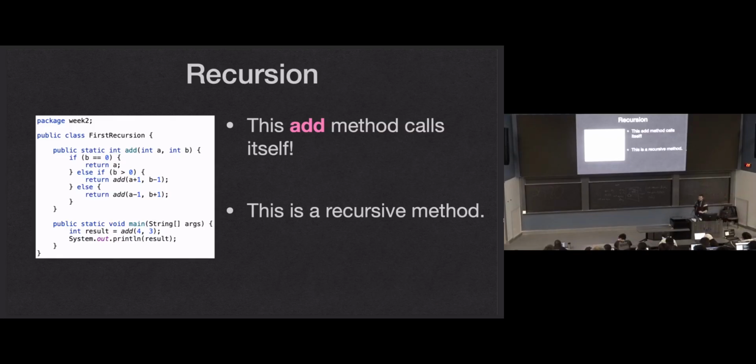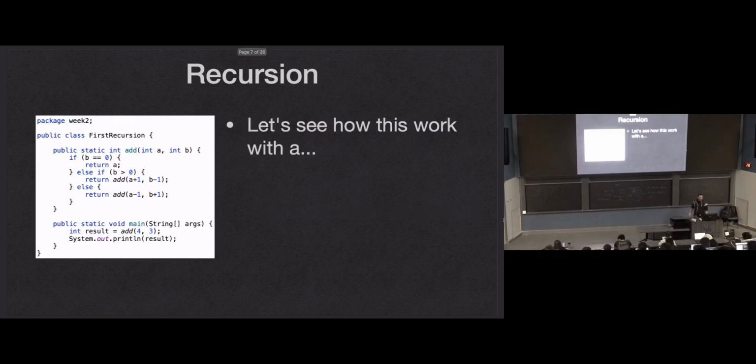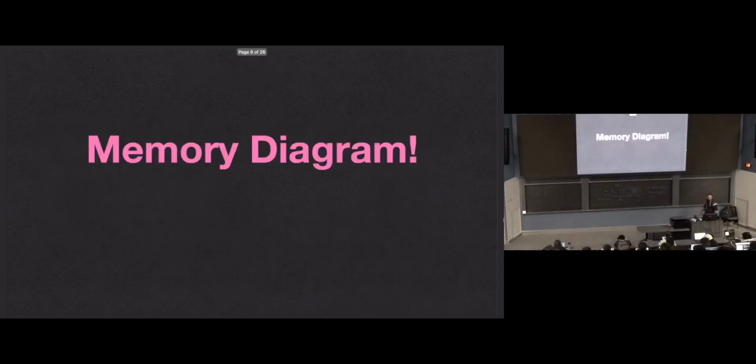So this is a recursive method. It's only a recursive method if it calls itself. It has to call itself. That's what a recursive method is. It's a method that calls itself. Did I say that enough times? So let's see how this works with a memory diagram.